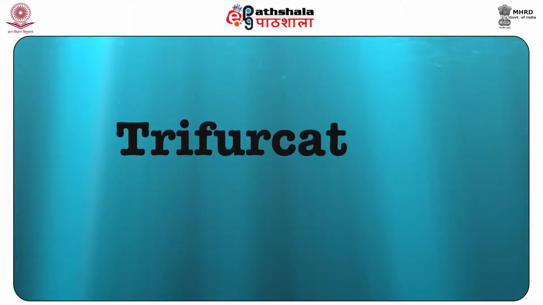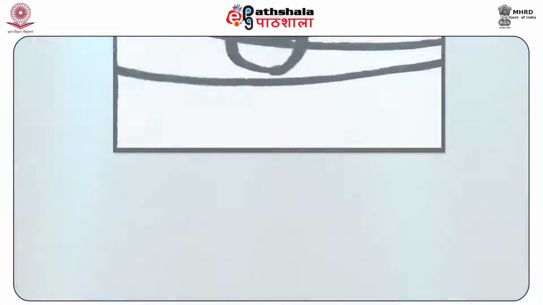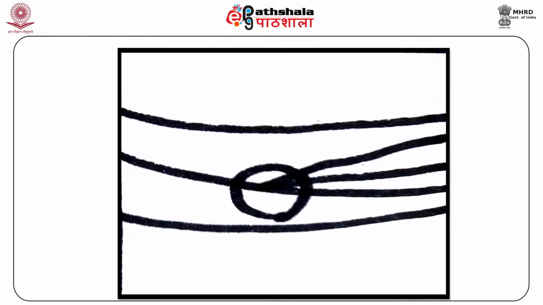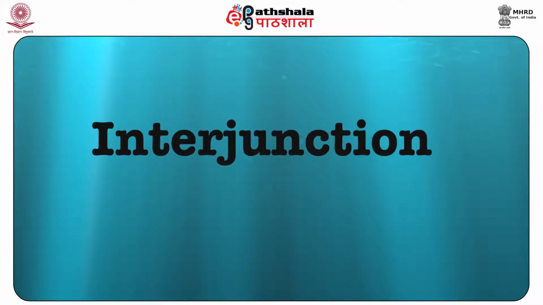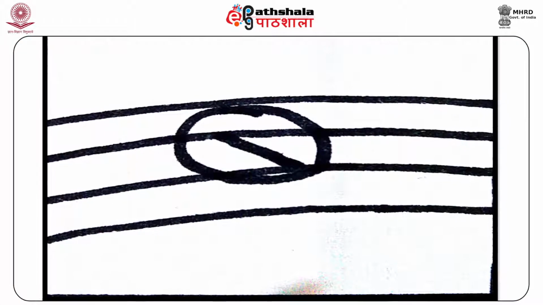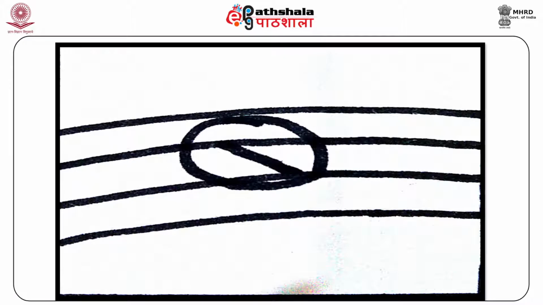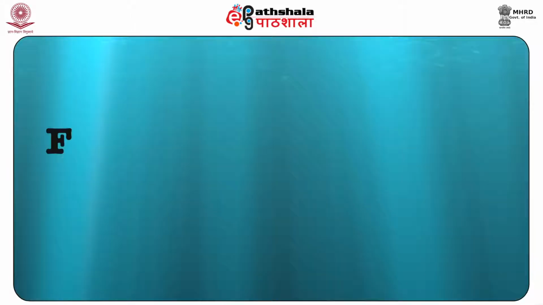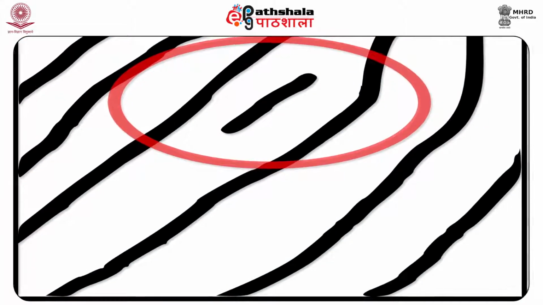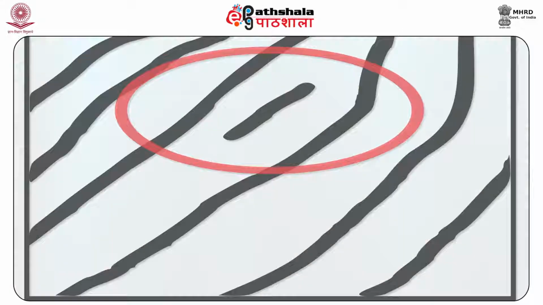Third one is trifurcation. It is a ridge which splits into three small ridges and it is a rare occurrence. Fourth type is interjunction. It is the joining of two adjacent ridges by a short diagonal ridge. It is also called a crossover. Fifth type is fragment or short ridge. It is an independent ridge of relatively small length.